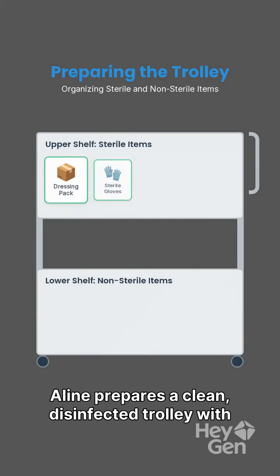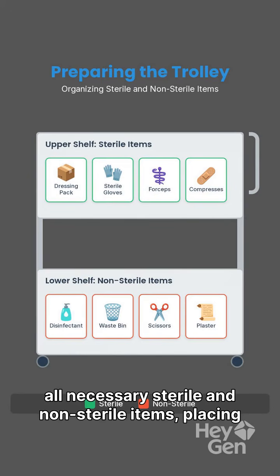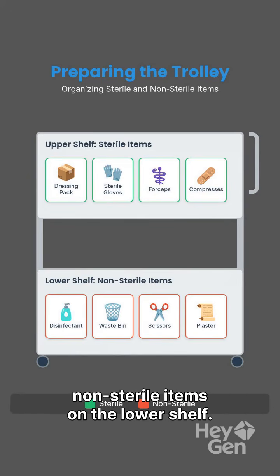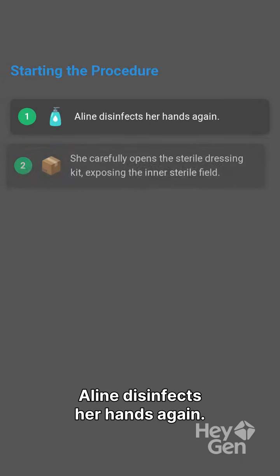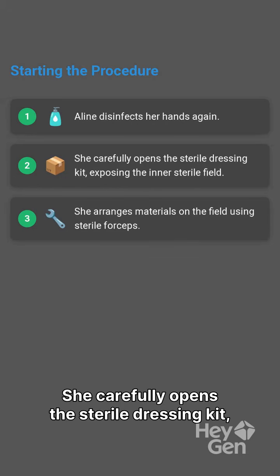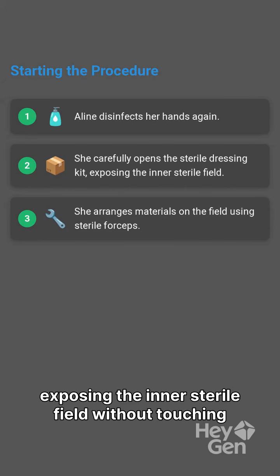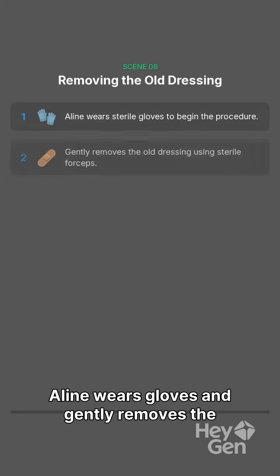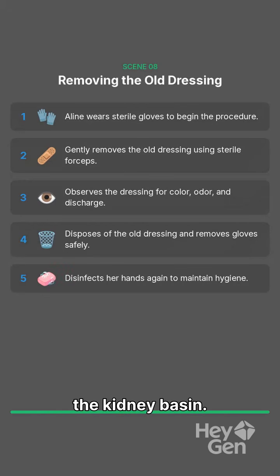Aline prepares a clean, disinfected trolley with all necessary sterile and non-sterile items, placing sterile items on the upper shelf and non-sterile items on the lower shelf. Aline disinfects her hands again. She carefully opens the sterile dressing kit, exposing the inner sterile field without touching it, and arranges materials using sterile forceps. Aline wears gloves and gently removes the old dressing with forceps, placing it in the kidney basin.